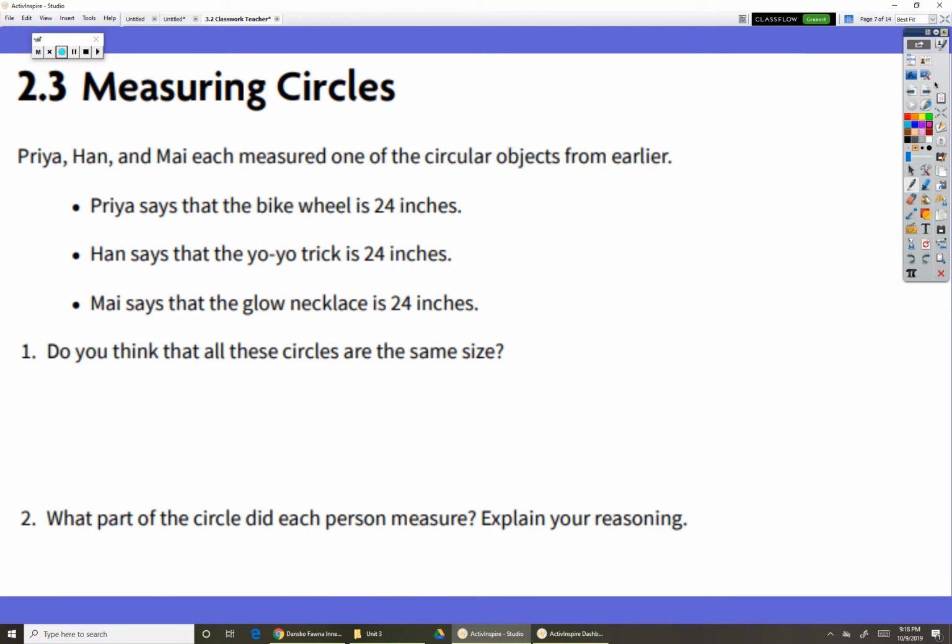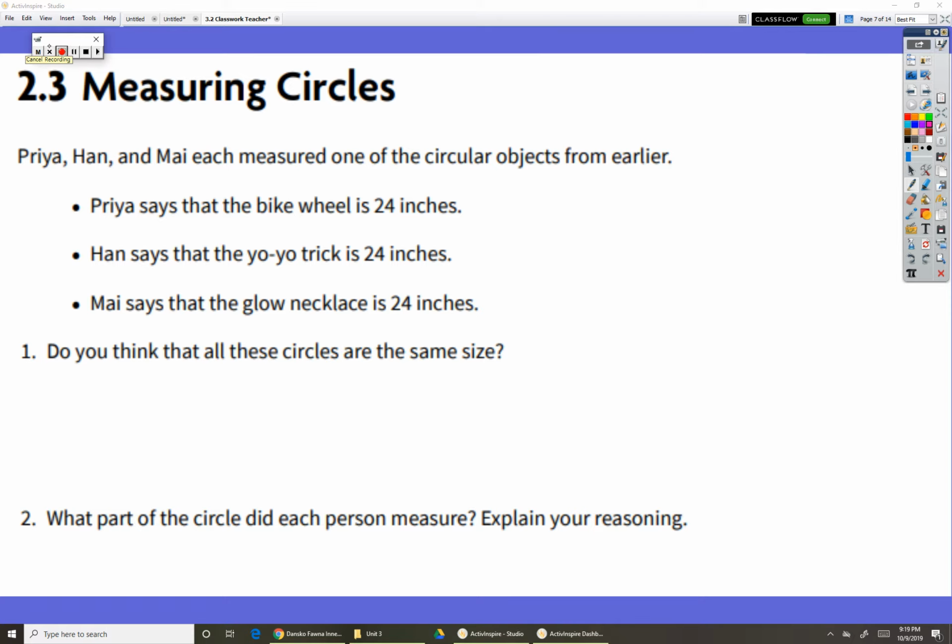For your next activity, I want you to take a look at 2.3, measuring circles. Priya, Han, and May each measured one of the circular objects from earlier. Priya says that the bike wheel is 24 inches, Han says that the yo-yo trick is 24 inches, and May says that the glow necklace is 24 inches. First, I want you to answer number 1. Do you think that all these circles are the same size? And then secondly, what part of the circle did each person measure? When Priya said that the bike wheel is 24 inches, what part of the bike wheel was she talking about? And explain your reasoning.